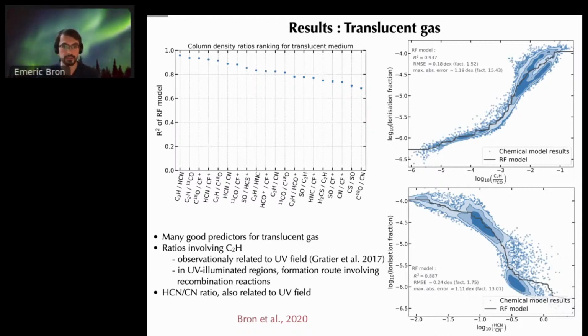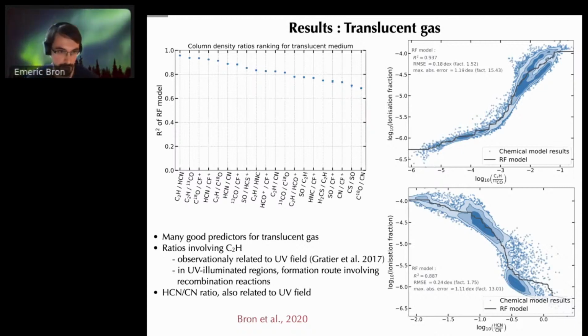So we see that we find a lot of abundance ratios that can give very good predictions, that can explain more than 80% of the variance in the ionization fraction. And you see on the right scatter plots of the ionization fraction versus two of those best ratios, and we see that indeed there is a very tight relationship between the ionization fraction and each of those abundance ratios.